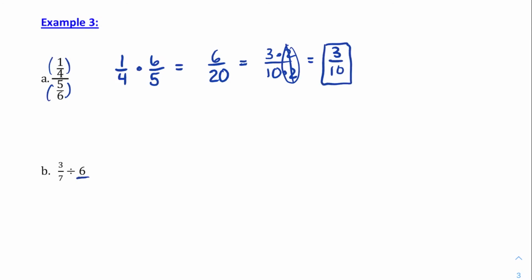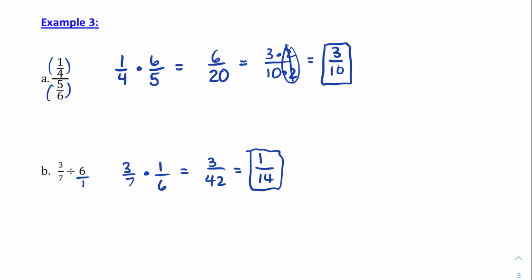On B, remember again that 6 is over 1, so I'll have 3 7s, leave the first one as it is, multiplied by the reciprocal of 6, which is 1/6. I end up with 3/42, which those are both divisible by 3, will end up with 1/14. You could also have reduced before you multiplied straight across on those.